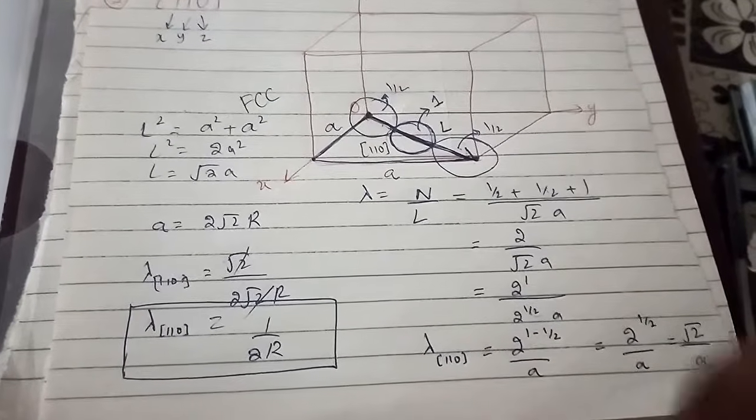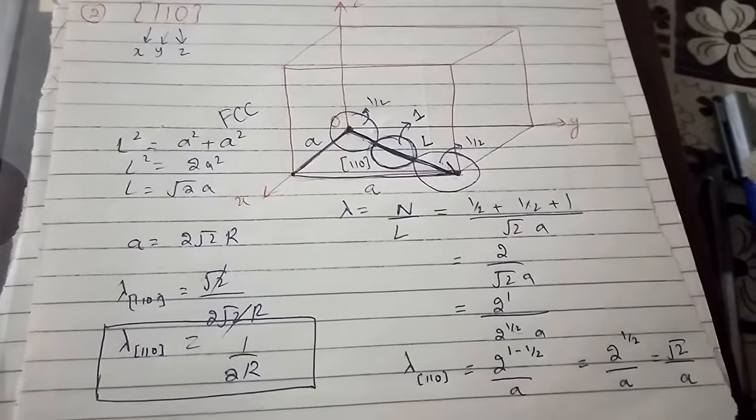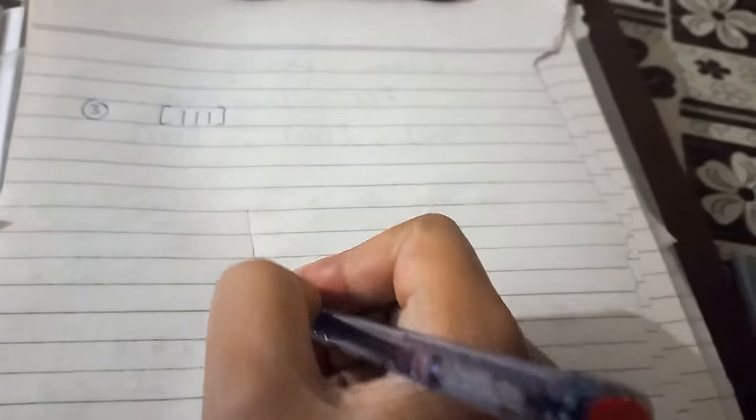Okay, so lastly we will be finding the linear density for 111 direction, and let me know if you want me to find the linear density for other directions also. Normally other directions are not given in paper by teachers. These 3 directions were given, but just in case you want me to do this, so first of all we'll draw the unit cell. Okay, and here we go.